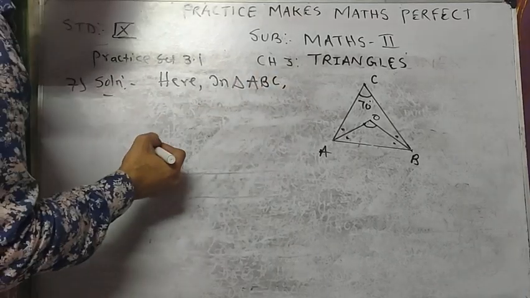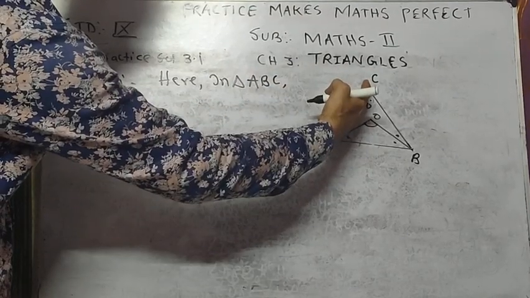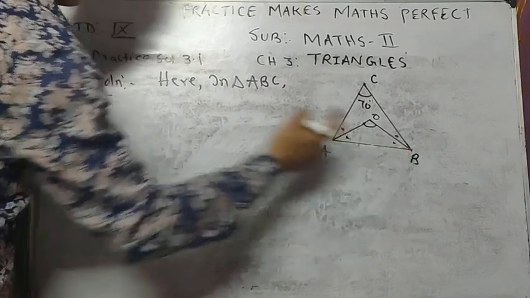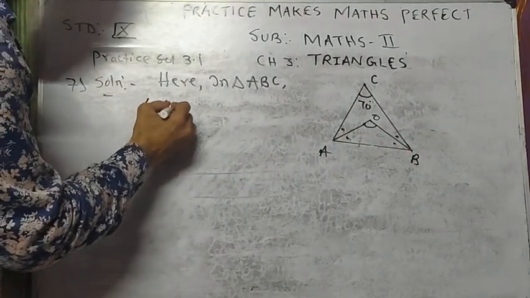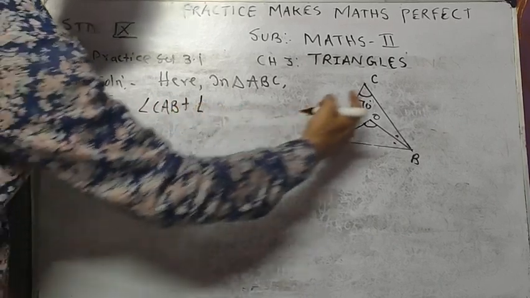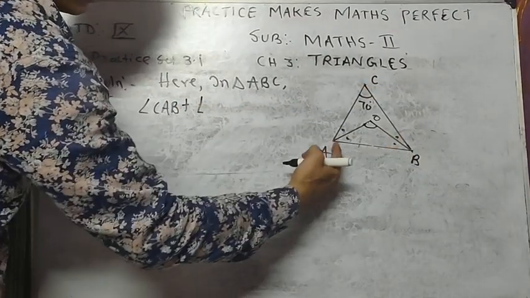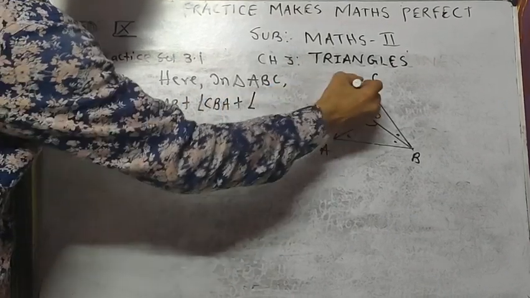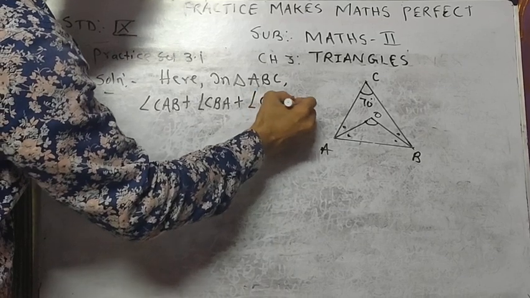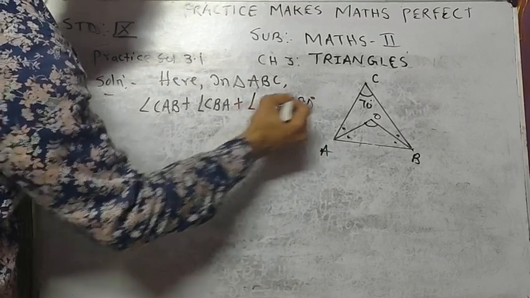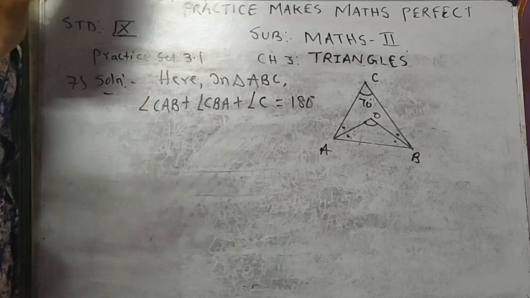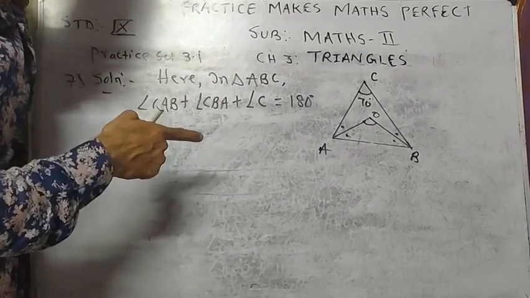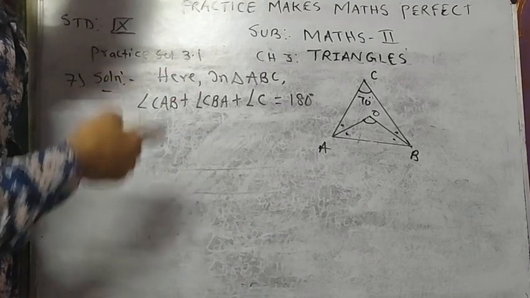Here in triangle ABC, angle CAB, three letter name, CAB plus angle CBA plus angle C is equal to 180 degrees. Here I have used a single letter name. You should now know when to use a single letter and when to use three letters.